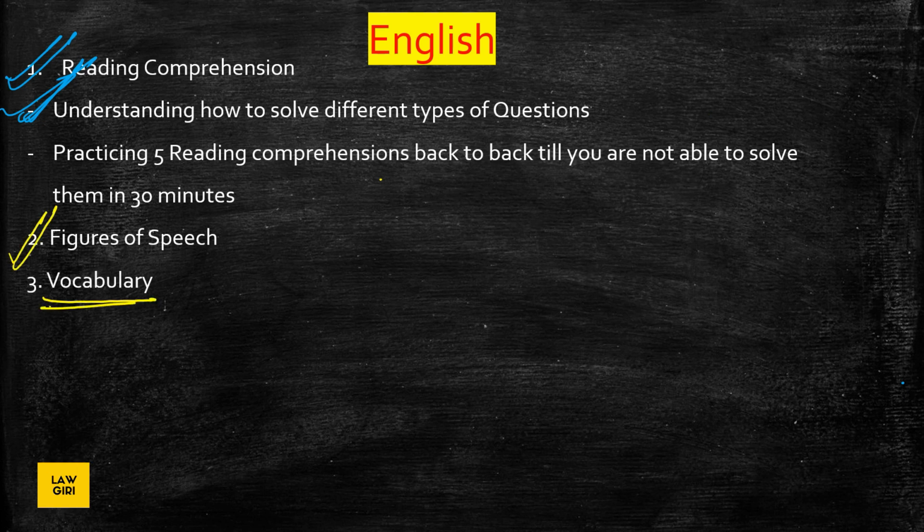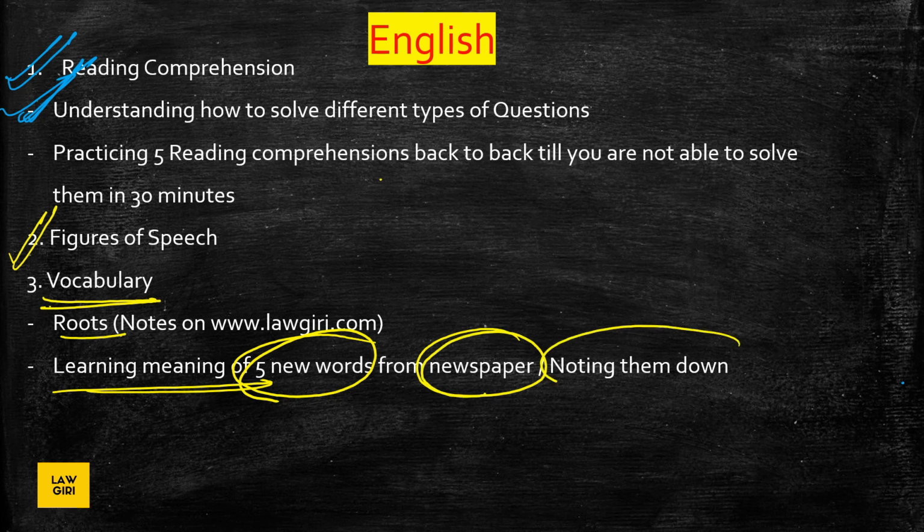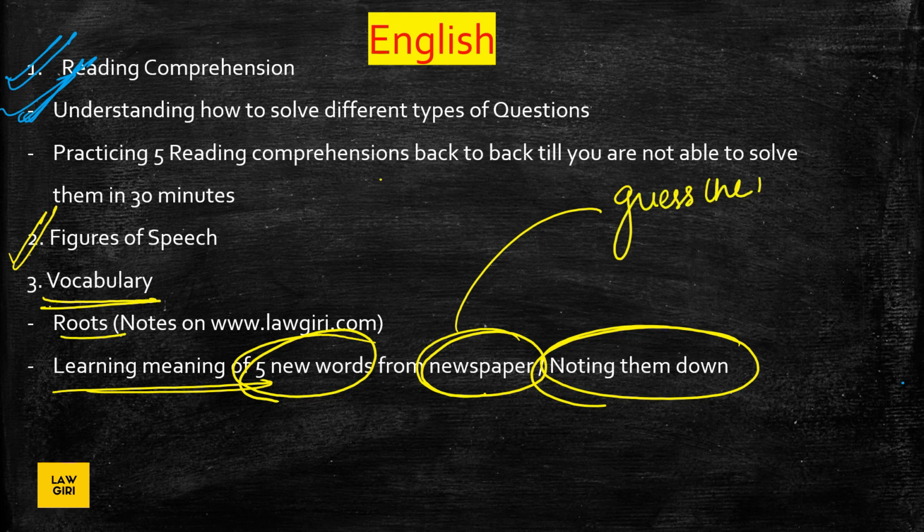The third is vocabulary. I have already told you that we are going to learn the roots, then we are going to learn the meaning of 5 new words from the newspaper every day, and we are going to note them down. When you are reading the article, you are going to guess the meaning of that word, right? And write it in the newspaper, and then you will check it out and note it down.